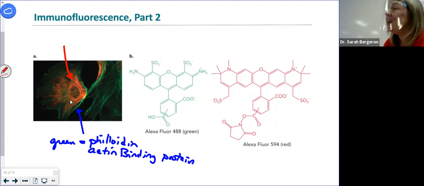Can you see clear differences of where the red and the green are? Absolutely, right? I see some overlap, sure, that's the yellow part, but I can see exactly where these proteins are in the cell, which is really useful information. Yeah, it's really cool.